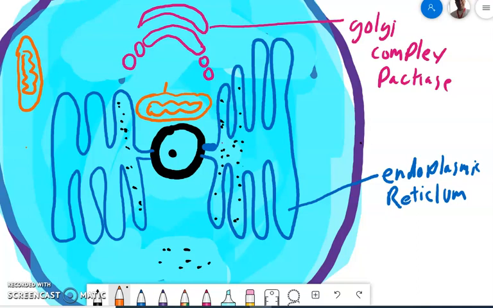So here are our membrane-bound organelles. We have the rough ER that makes proteins that will leave the cell, are toxic to the cell, or will be in the cell membrane. The Golgi complex will package them because we can't let these proteins loose in the cell. The mitochondria makes energy for everything.